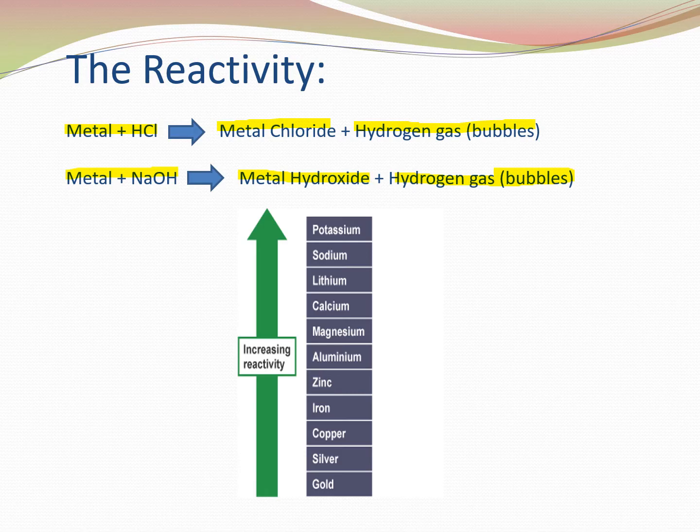And at the bottom we have a chart of these metals, from bottom going to the top showing the increase in reactivity. So gold at the bottom does not react, so its reactivity is minimal, whereas potassium has a very high reactivity with these acids and bases.